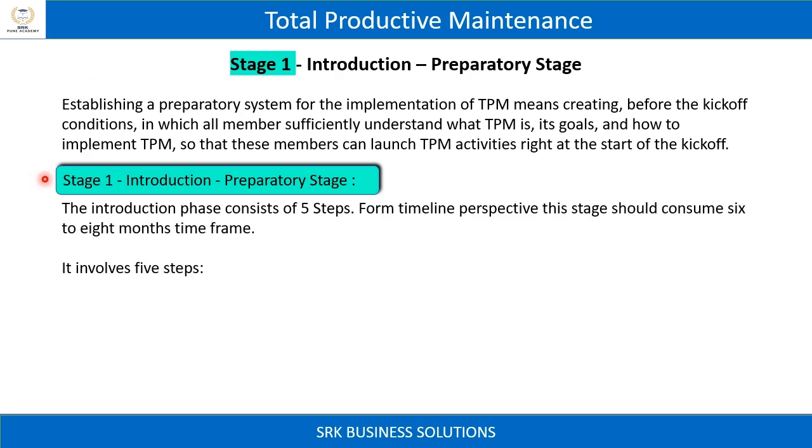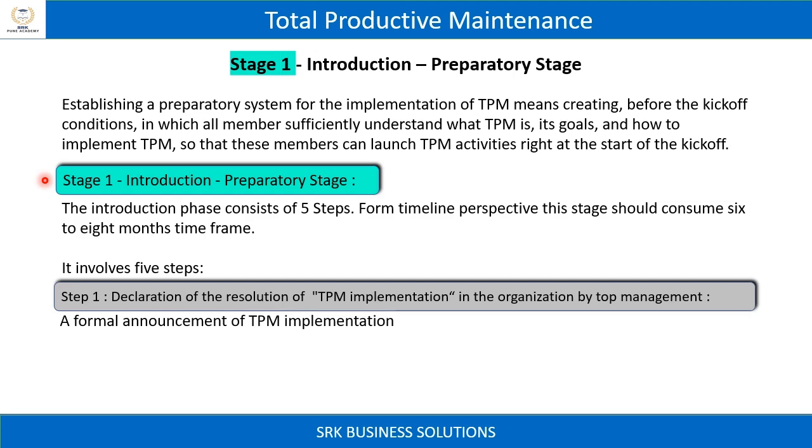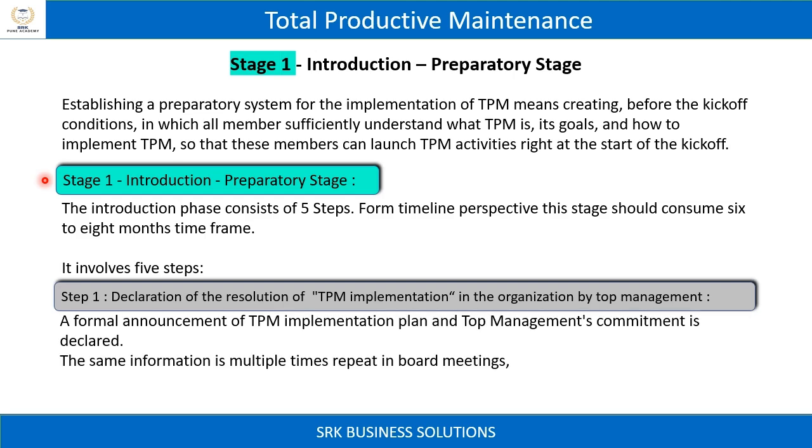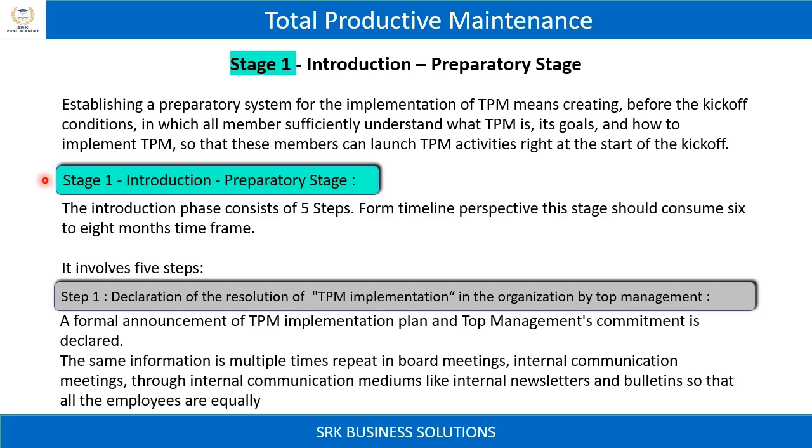Establishing a preparatory system for the implementation of TPM means creating, before the kick-off, conditions in which all members sufficiently understand what TPM is, its goals, and how to implement TPM. The introduction phase consists of 5 steps. From timeline perspective, this stage should consume 6 to 8 months time frame. It involves 5 steps.